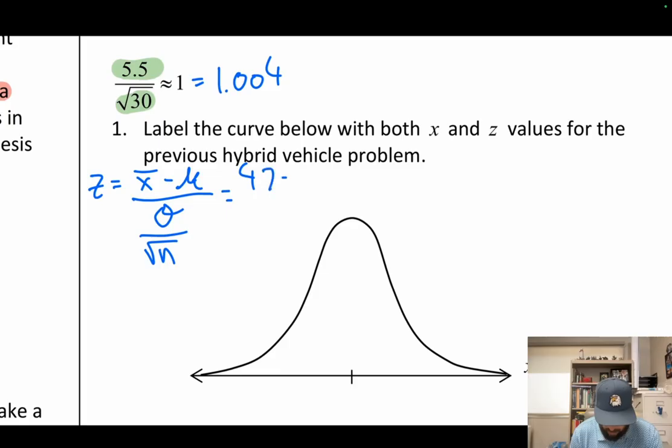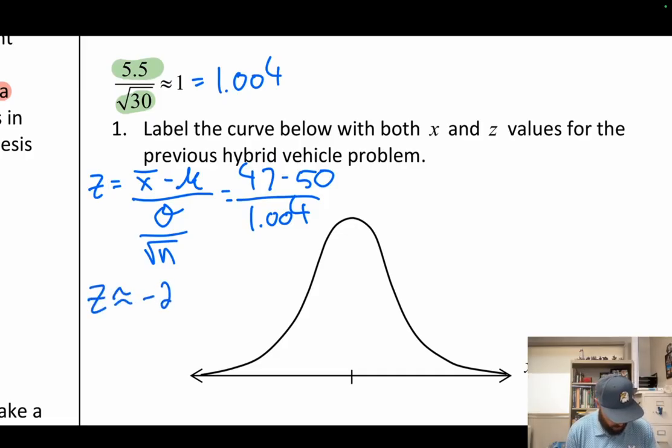So 47 minus 50 over 1.004. So then z is roughly equivalent to negative 2.99. So we know negatives are to the left, and negative 2.99 is pretty far over here.